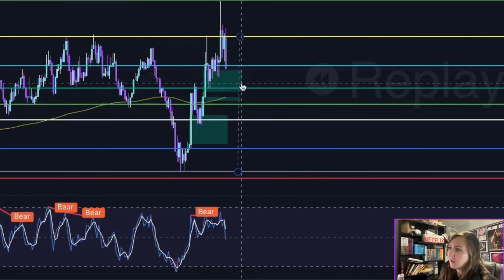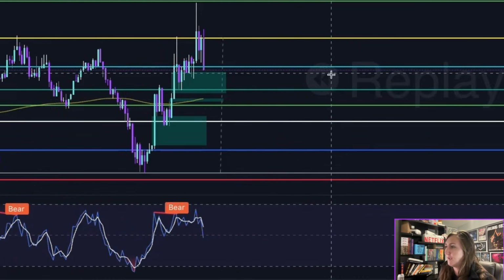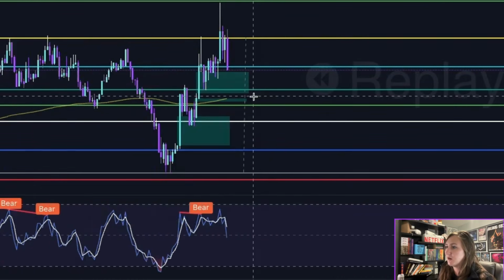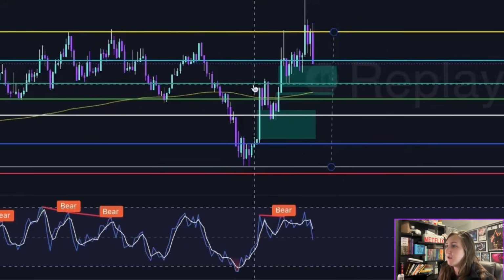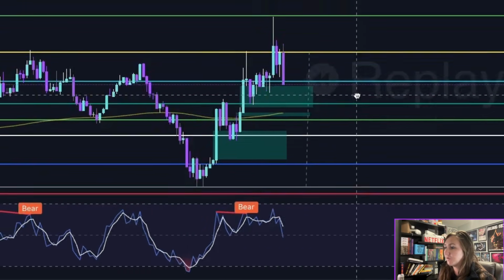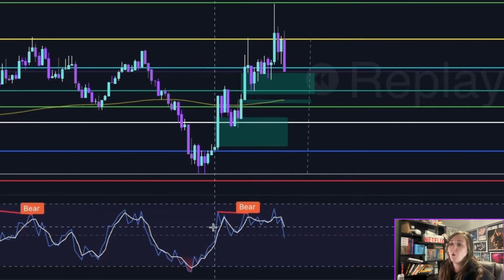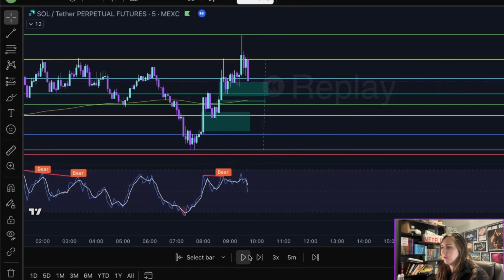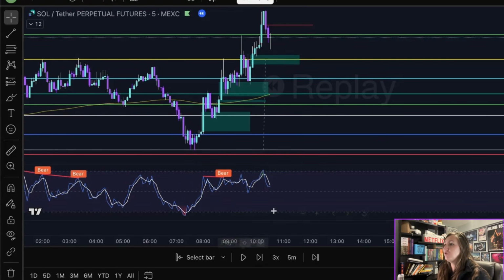So it's coming down currently back into our 5 minute. I took profit up here, so I was done with the trade. Coming back down into this 5 minute bullish fair value gap. And I just want to show you 5 minute bearish divergences aren't always going to signal that trend reversal. Okay. So coming back down, and then it just shoots up.